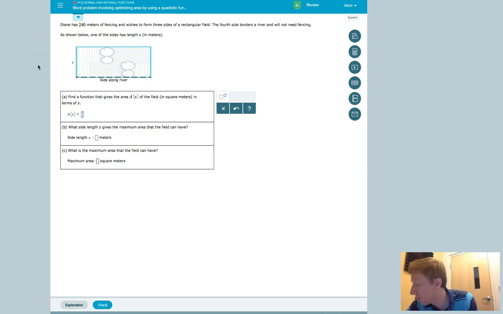Diane has 240 meters of fencing and wishes to form 3 sides of a rectangular field. The 4th side borders a river and will not need fencing. As shown below, one of the sides has length x in meters. And then there are 3 parts. Part A says we've got to find a function that gives the area A of x of the field in square meters in terms of x. Then part B, what side length x gives the maximum area that the field can have. And then part C, what is the maximum area that the field can have.